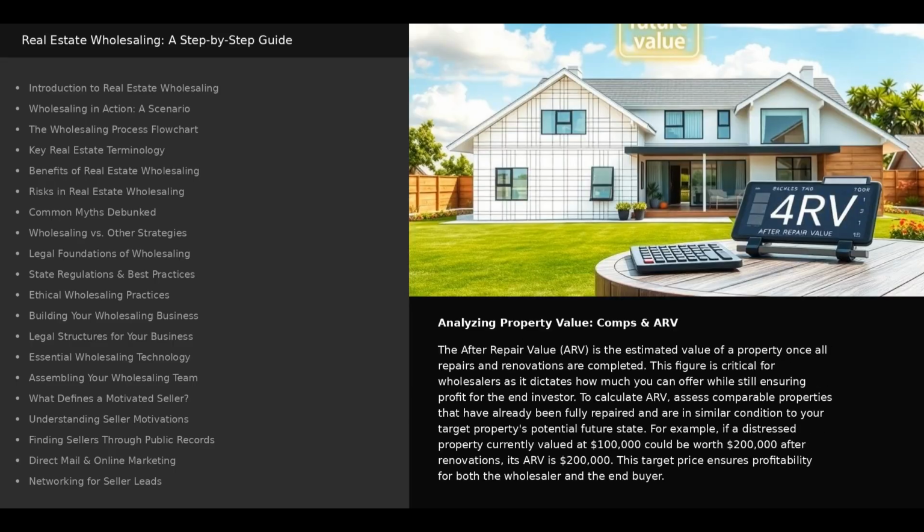The after-repair value, ARV, is the estimated value of a property once all repairs and renovations are completed. This figure is critical for wholesalers as it dictates how much you can offer while still ensuring profit for the end investor. To calculate ARV, assess comparable properties that have already been fully repaired and are in similar condition to your target property's potential future state. For example, if a distressed property currently valued at $100,000 could be worth $200,000 after renovations, its ARV is $200,000. Its target price ensures profitability for both the wholesaler and the end buyer.